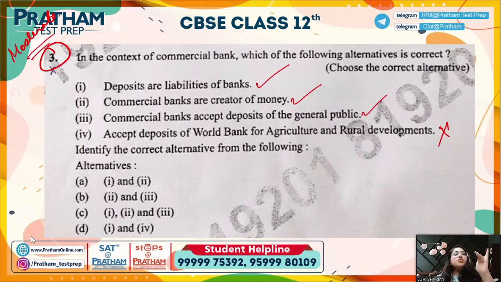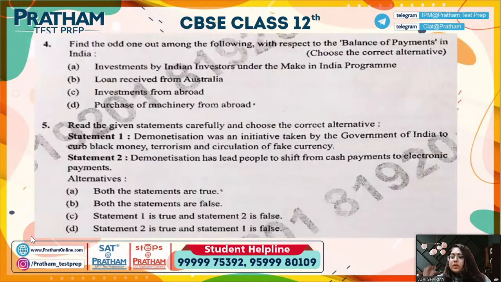So 1, 2, and 3. If you can see this code in any of the options, then that option is correct. And yes, this is in option C, that 1st, 2nd, and 3rd are correct. The first, second, and third one are correct. So option C is the right answer. Okay. Moving on to the next question you have.